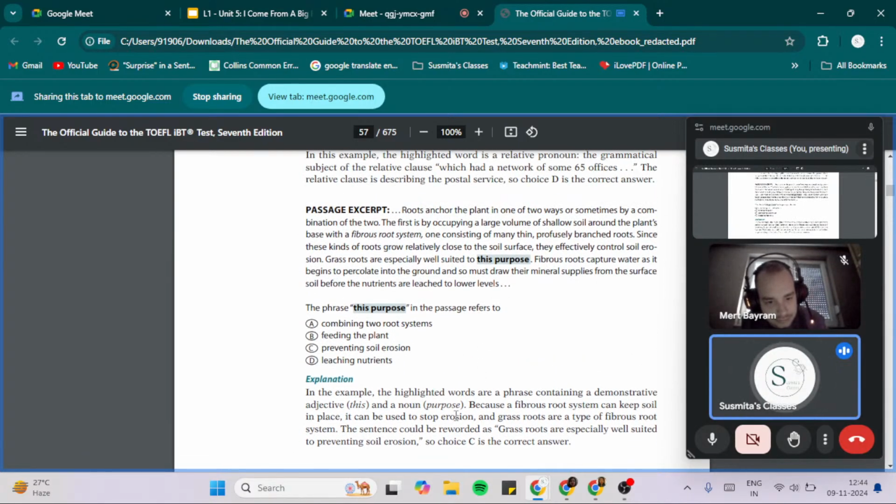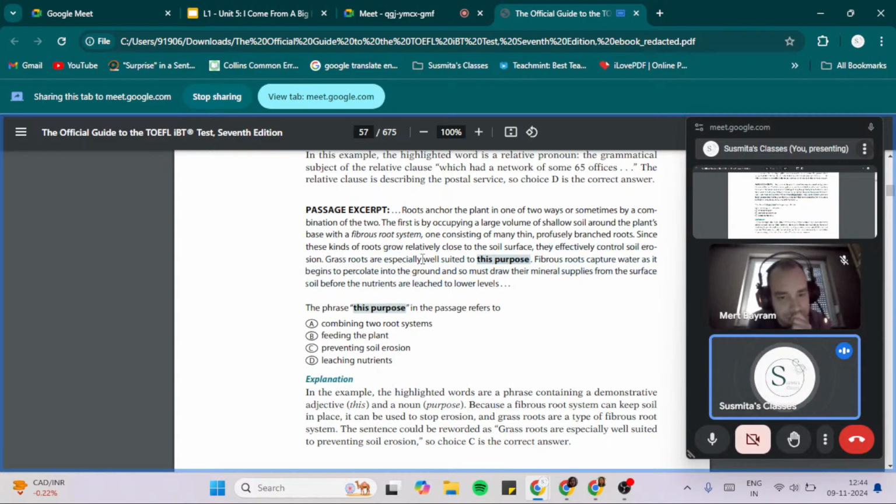The correct answer is C, because it prevents soil erosion. That is the reason. Now, let's try reading it. The first is by occupying a large volume of shallow soil around the plant space with a fibrous root system, one consisting of many thin, profusely branched roots. Since these kind of roots grow relatively close to the soil, they effectively control soil erosion. So this is where we find the answer.